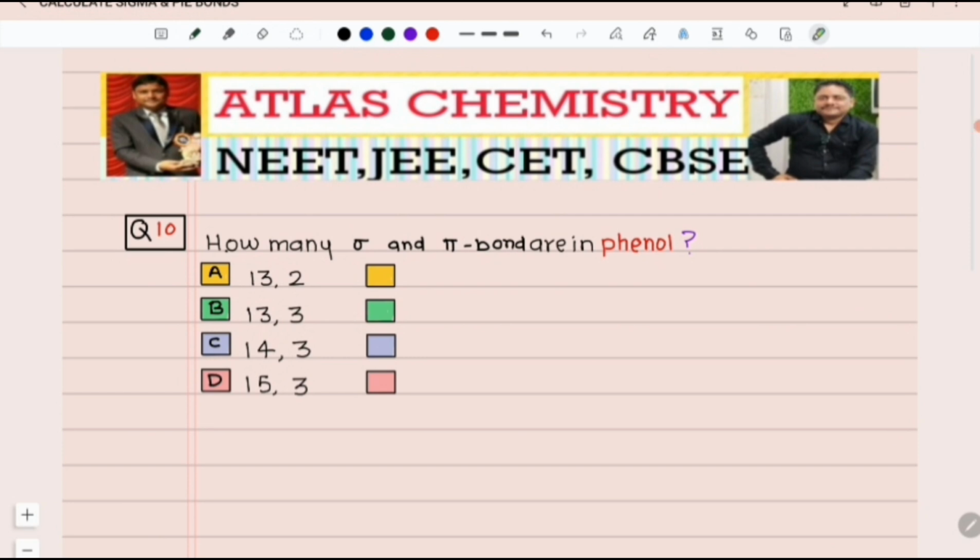Question number 10. How many sigma and pi bonds are there in phenol? The options are 13 sigma bonds, 2 pi bonds; 13 sigma bonds, 3 pi bonds; 14 sigma bonds, 3 pi bonds; 15 sigma bonds, 3 pi bonds. If we see the structure of phenol, phenol looks like this, and here is the O-H bond, and each carbon atom also has one hydrogen atom.